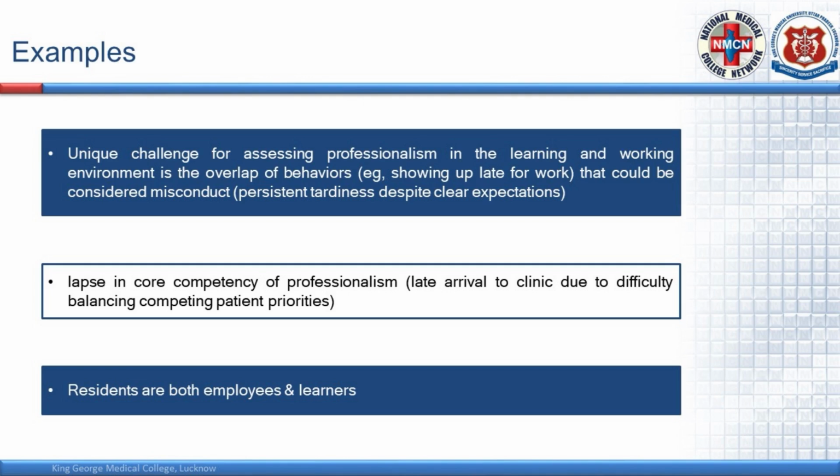Then another example is a lapse in a core competency, where the student comes late because they are doing some other patient's work and not giving priority in the manner in which work has to be finished. So they haven't learned time management, especially residents, who are both employees as well as learners. They have to learn time management, they have to prioritize their things, plus they have to have a professional attitude.